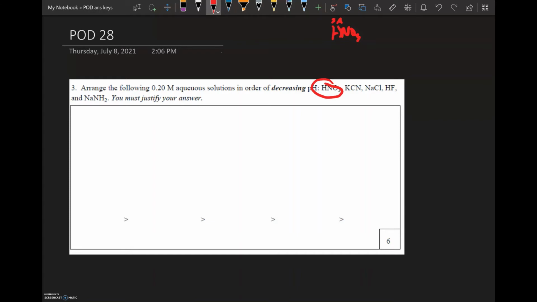So first of all, we're going to try to figure out the order of decreasing pH. So decreasing pH, the lower the pH, the stronger the acid. So therefore, HNO3 is going to get placed into the very right hand side, mainly because it is the only strong acid and is going to have the lowest pH. Now, second, we're going to look at the HF, because we said that it's a weak acid, and there are no other weak acids.